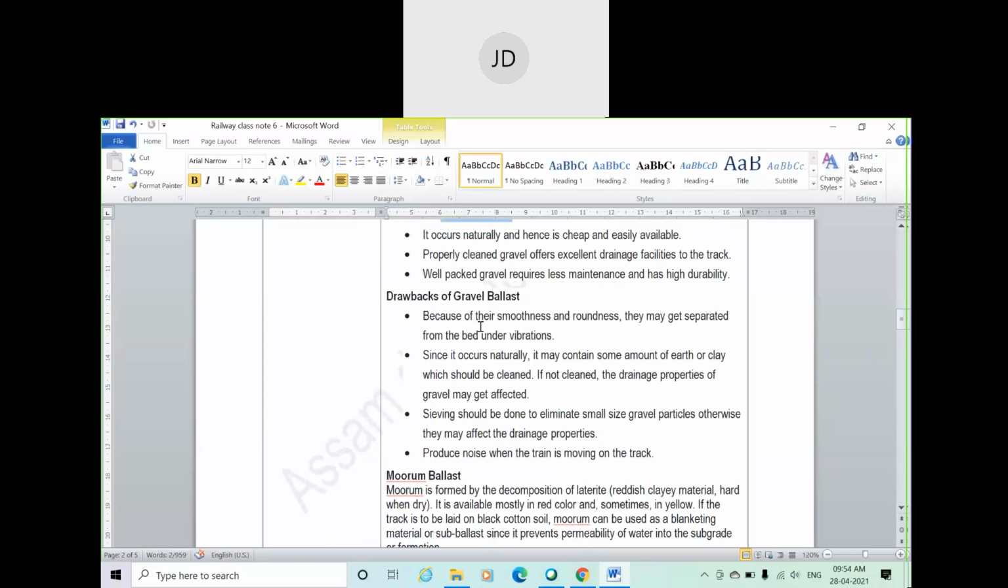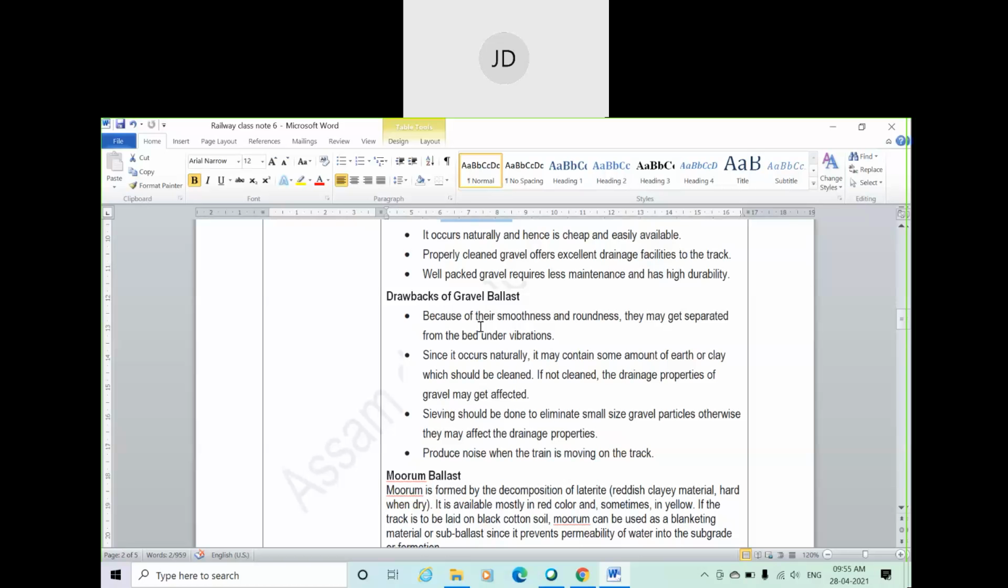Because of their smoothness and roundness, they may get separated from the bed under vibration. Since they are smooth and round, they are not packed so close to each other. They are a little bit separated and behave like individual particles. Because of vibration, they get separated from each other, and if they get separated, the strength of the ballast may decrease, and finally it will affect the railway track, or you can say the movement of the train.